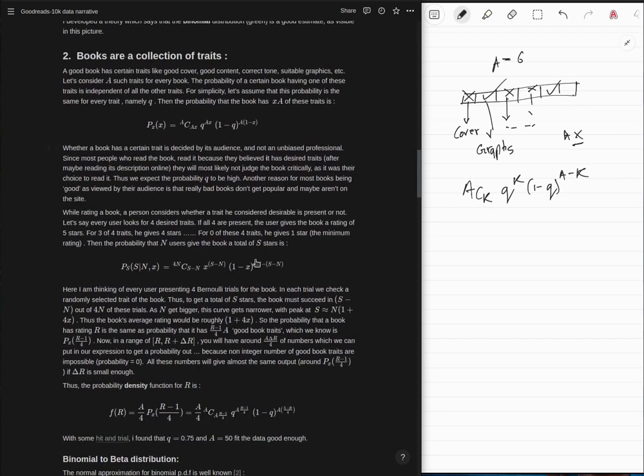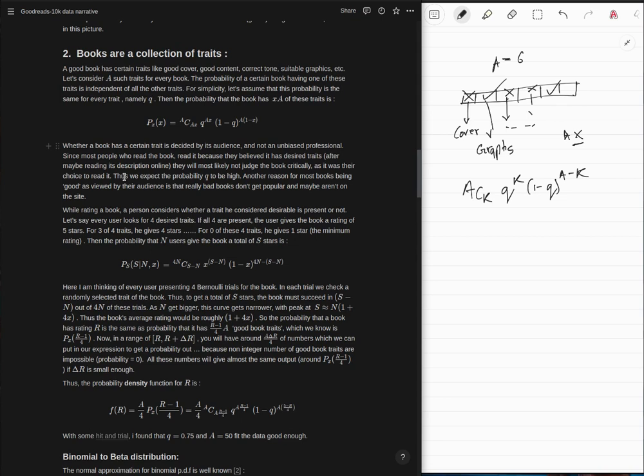Whether a book has a certain trait is decided by its audience and not an unbiased professional. This is an important point, because it tells us that since the people are biased, most of them will think that a certain trait is there even though it's not. Does that make sense? For example, if I was going to read some book on maths, I would search for the best book, then I would select one, and at the moment I select that book, I create this judgmental thinking, where I think, yeah, this must be a good book, right? And so I won't judge it critically.